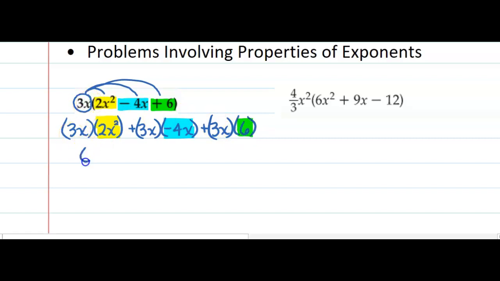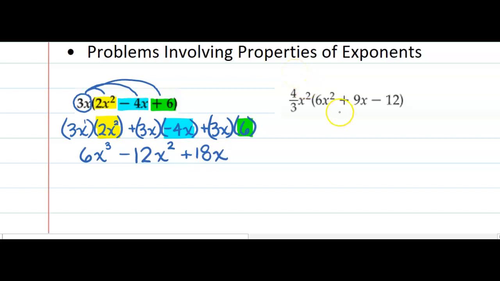3 times 2 makes 6. X times x squared, remember that's a 1, makes x to the 3rd. Positive 3 times negative 4 makes negative 12. X times x makes x squared. And finally, 3 times 6 makes 18. X.